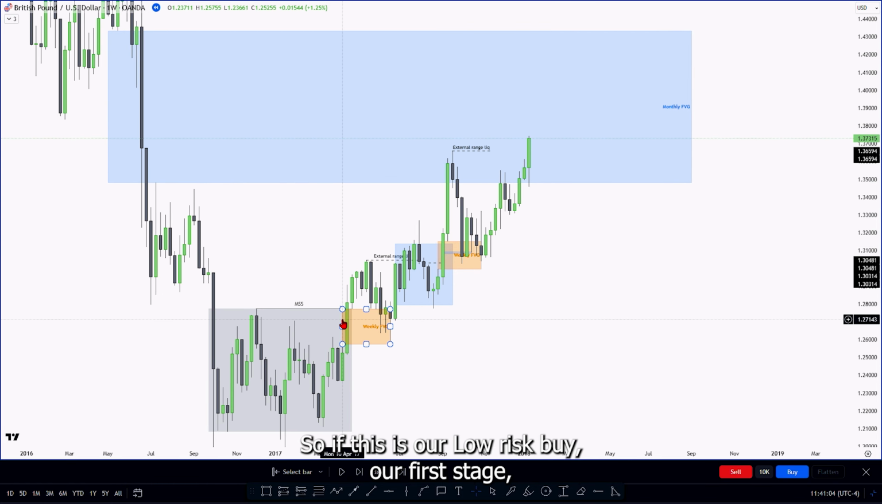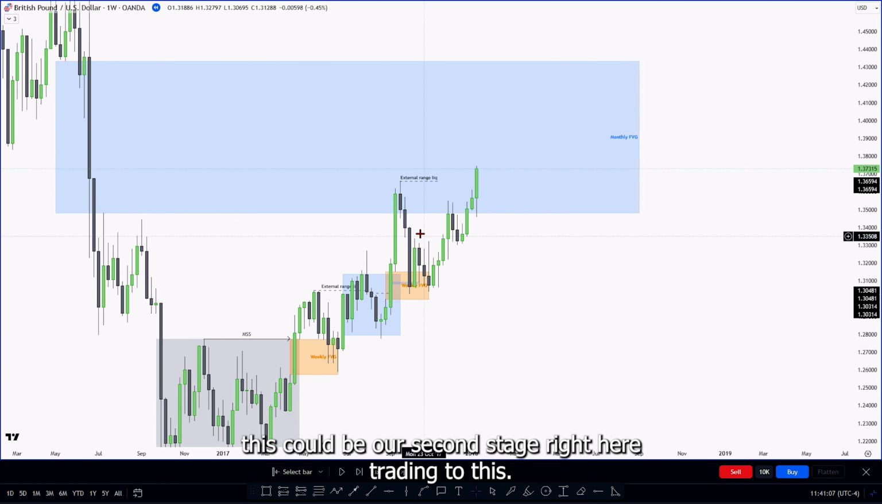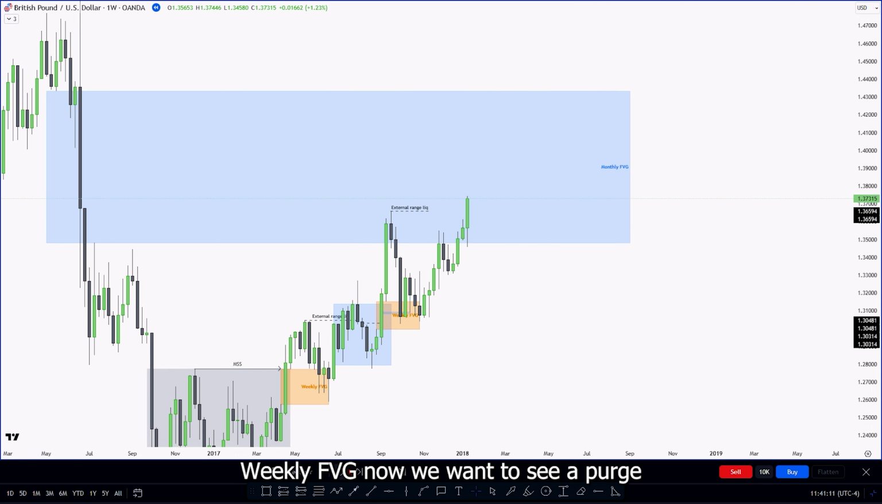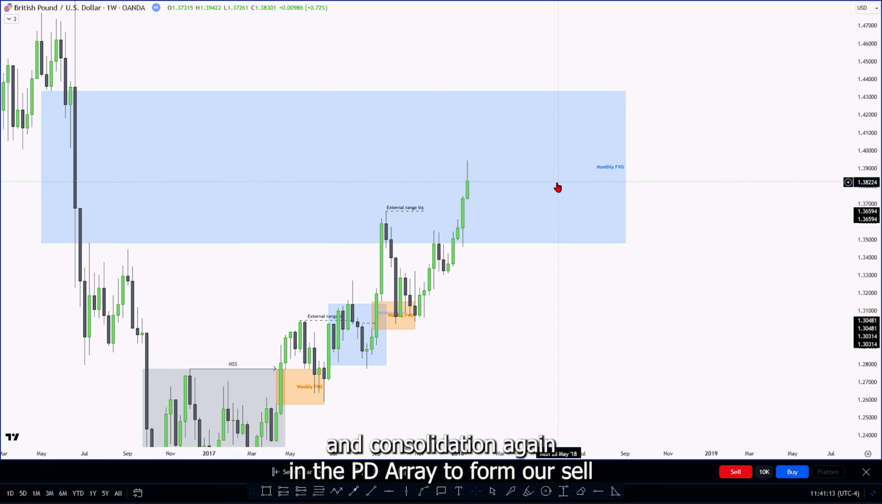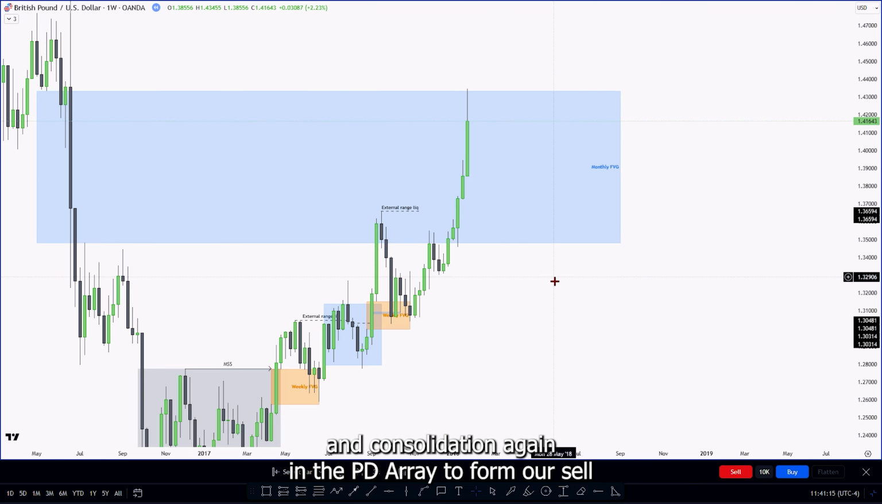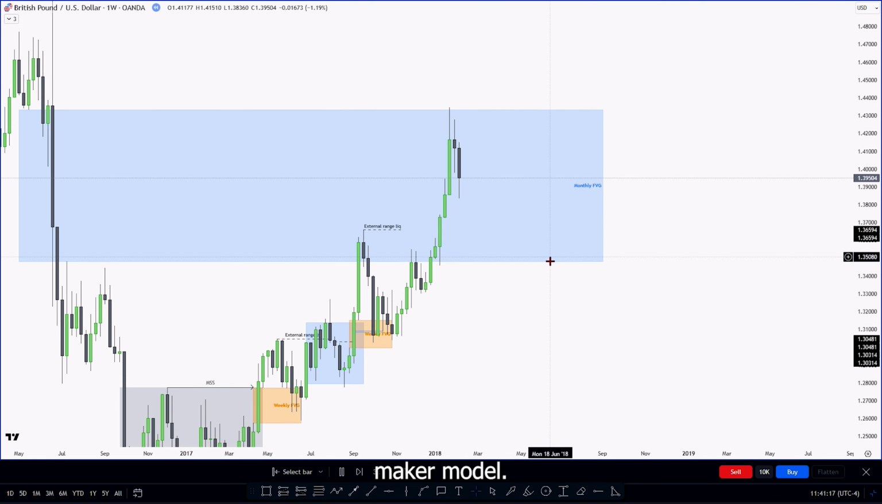So if this is our low risk buy, this is our first stage. This could be our second stage right here, trading to this weekly FVG. Now we want to see a purge and consolidation again in the PD array to form our sell maker model.